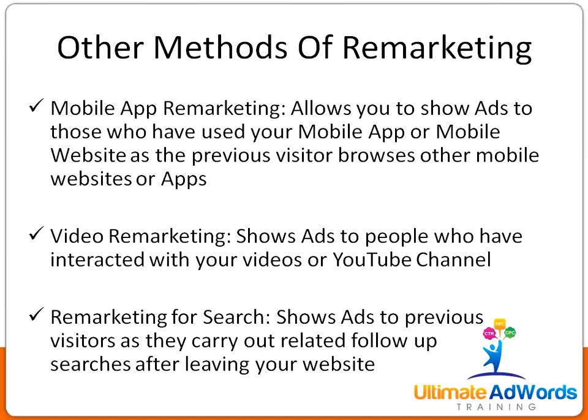There are a few different methods of remarketing. There's mobile app remarketing, which allows you to show ads to those that have previously visited your mobile app or mobile website as they browse other mobile websites or apps. There's video remarketing, which shows ads to people that have interacted with your videos or YouTube channel. There's also remarketing for search, which shows ads to previous visitors as they carry out related searches after leaving your website. So this particular method still uses the search network.